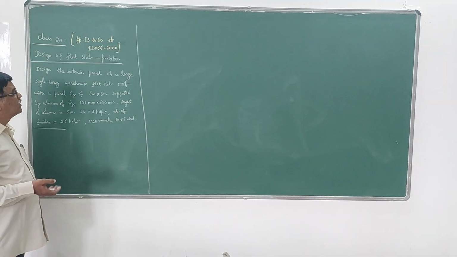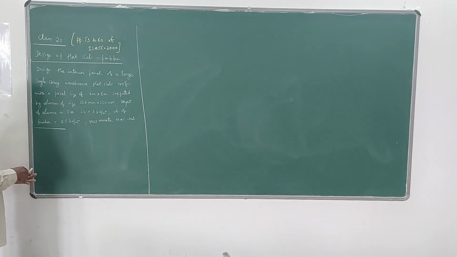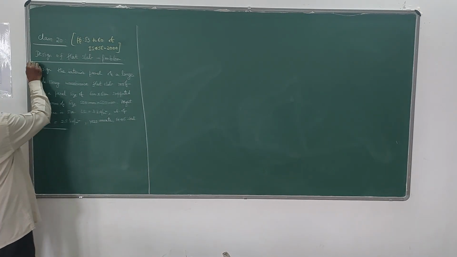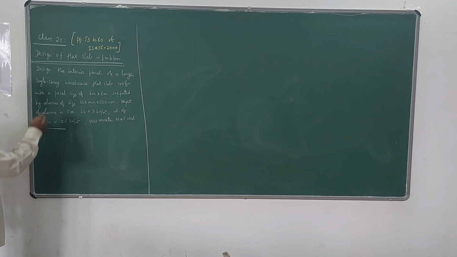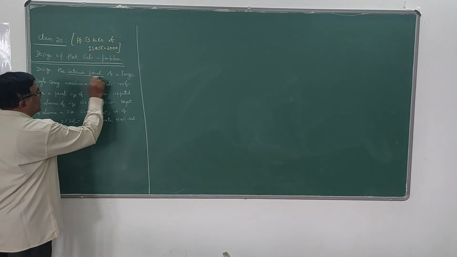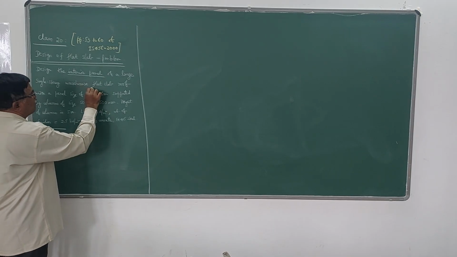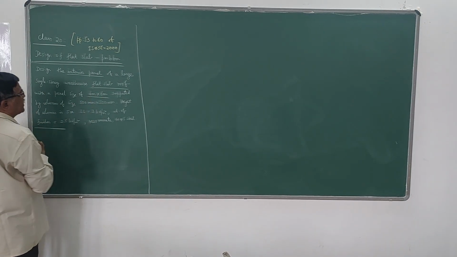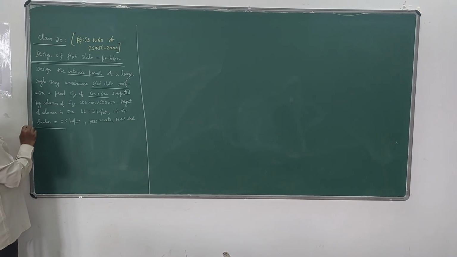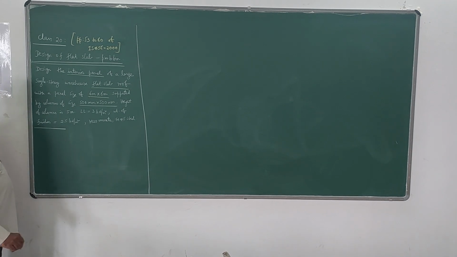Yes. So in this class, we will design a flat slab. I have given the theory concepts in the last two video classes. So the problem runs like this: design the interior panel of a large single-story warehouse flat slab roof with a panel size of 6 meter by 6 meter, supported by columns of size 500 mm by 500 mm, that is square column.